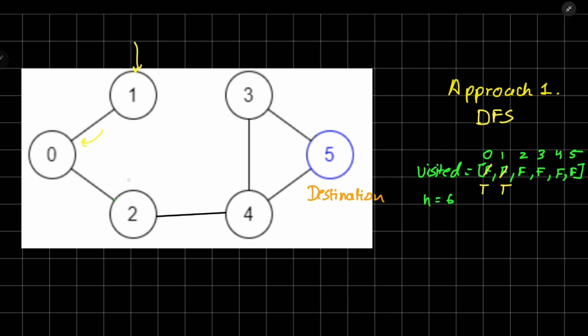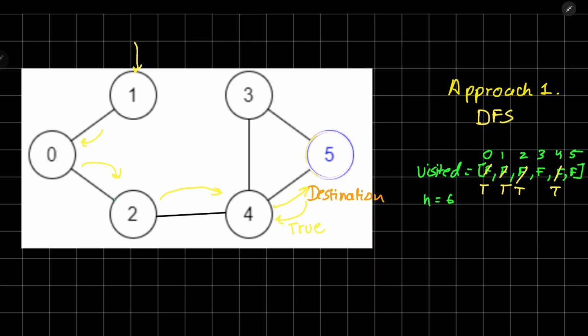Neighbors of 0 are 1 and 2, but 1 is already visited, so DFS will be called on 2. So now 2 is also visited. Now 2 has a neighbor 4 which is not visited, so we'll mark 4 as visited and explore 4's neighbor. So now the neighbor of 4 is found to be 5, and 5 is equal to our destination. So we will stop calling the DFS again and we will return true from here.